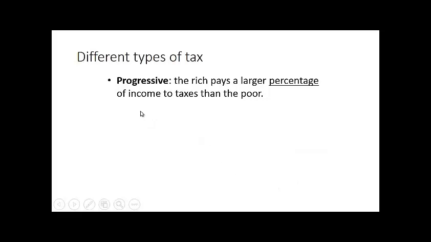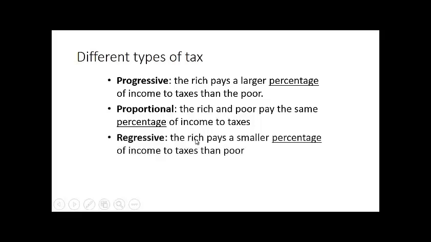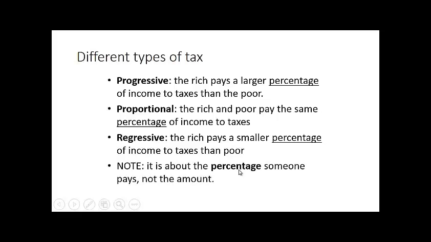A different way to classify tax is to look at progressive tax. The rich pay a larger percentage of income to taxes than the poor. Proportional tax, where the rich and poor pay the same percentage of income to taxes. And then regressive tax, where the rich pay a smaller percentage of income to that particular type of tax than poor people. So it's important to take note that it's about the percentage of tax that someone pays, in other words, the percentage of their income and not the amount that they pay. That will determine whether a tax is progressive, proportional, or regressive.